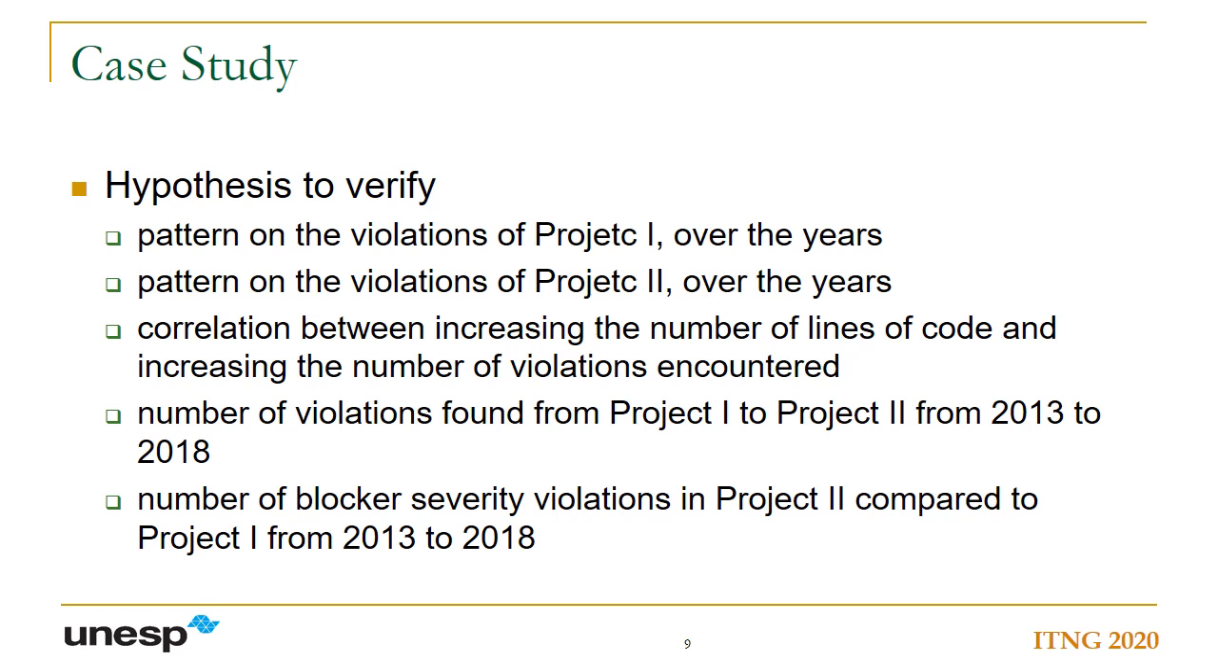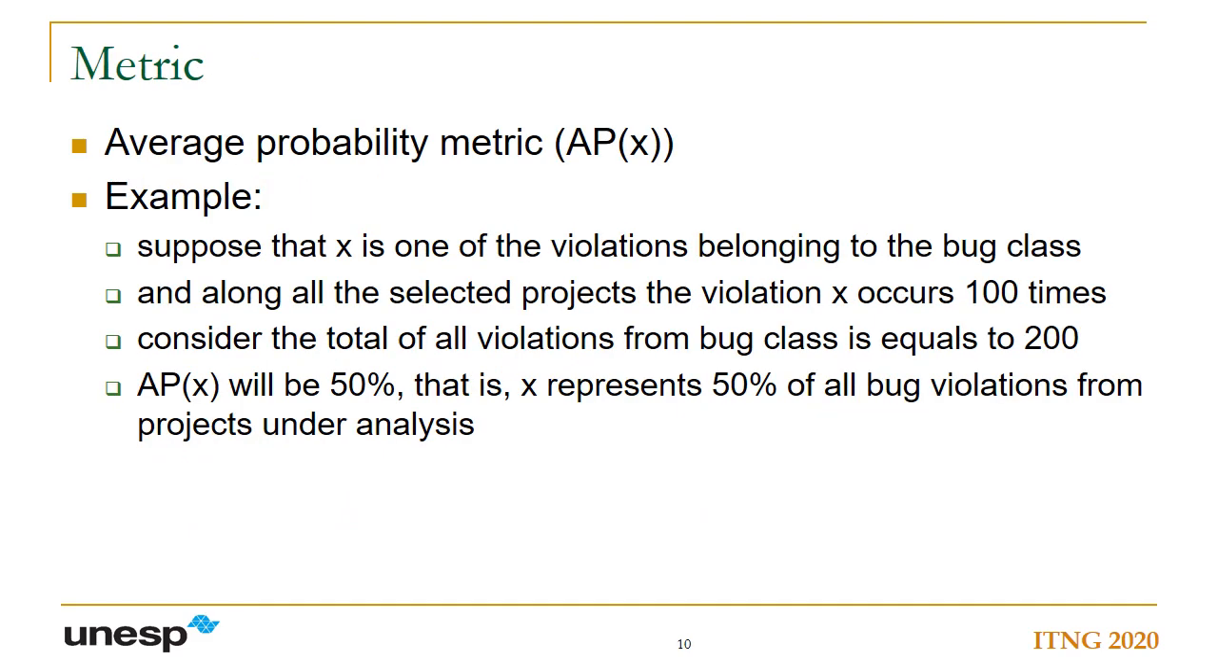Is there an increase in the number of violations found from project 1 to project 2? Is there a decrease in the number of blocker severity violations in project 2 compared to project 1? We are going to analyze all these hypotheses. To select the set of common violations committed by students, the average probability metric was proposed and used.